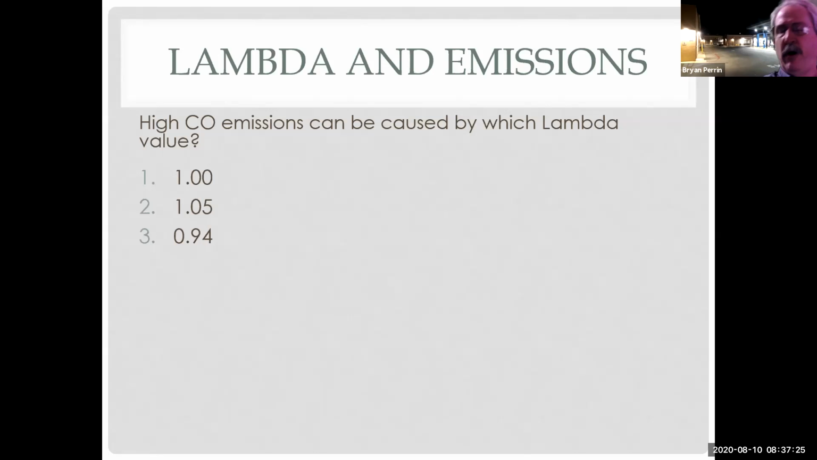So also the other thing that happens is, as I go rich, my converter loses its ability to convert CO and HC. And as I go lean, the converter loses its ability to convert NOx. So at the same time my engine is making more of these gases, my catalytic converter becomes less efficient at getting rid of them. So it's kind of a double whammy. So, cars are very, very lambda dependent, very, very sensitive to how they work as far as running clean and passing an emissions test.